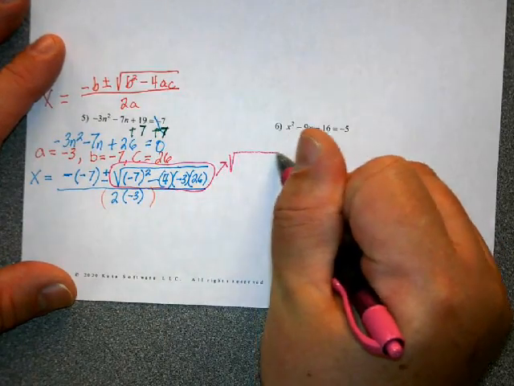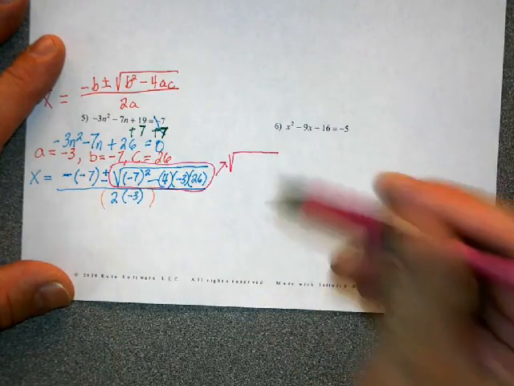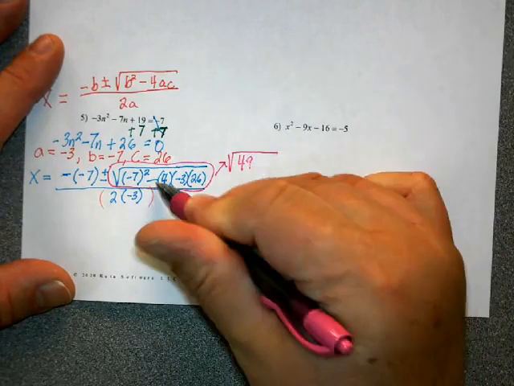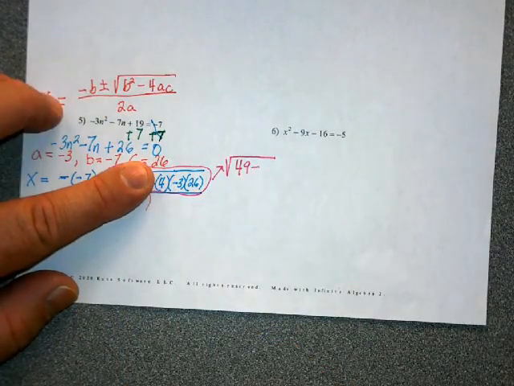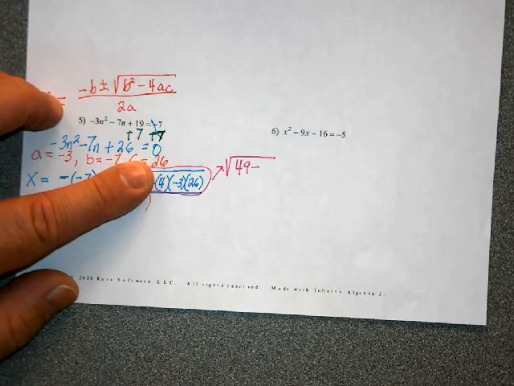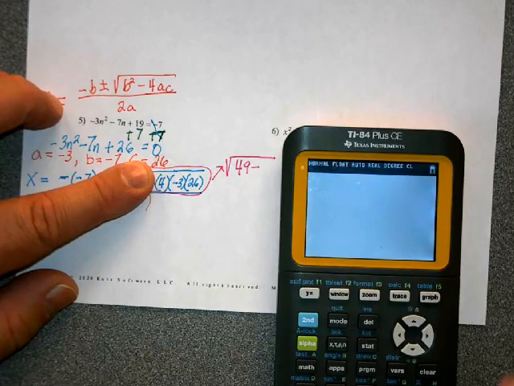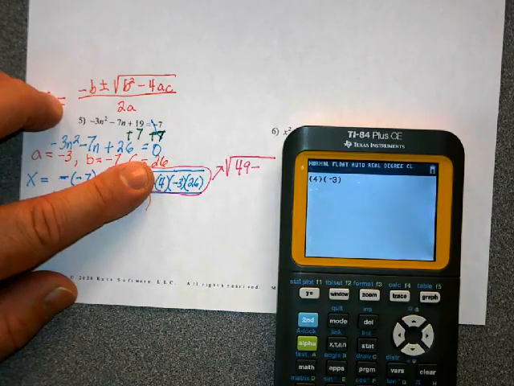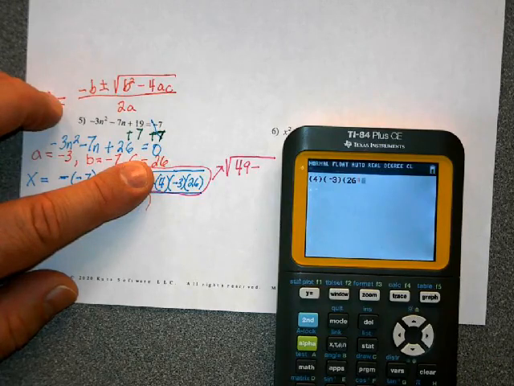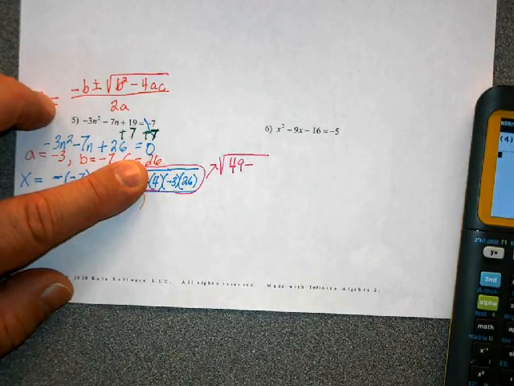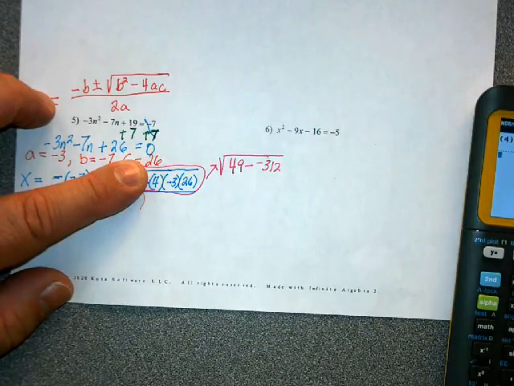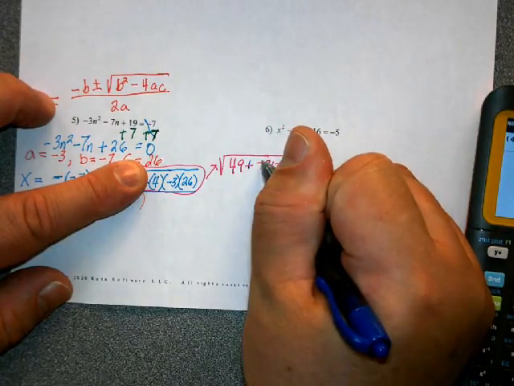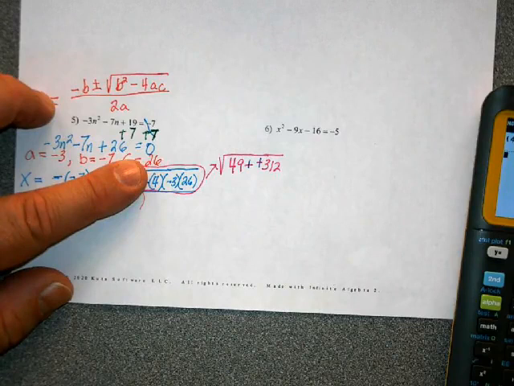And I have the square root of, well, what's negative 7 squared? 49, good. Minus, now this, you might want to use your calculator. 4 times negative 3 times 26 is negative 312. Okay, because I have a double negative, remember that little 2 negatives rule in pre-algebra? 312 plus 49 is going to be 361.